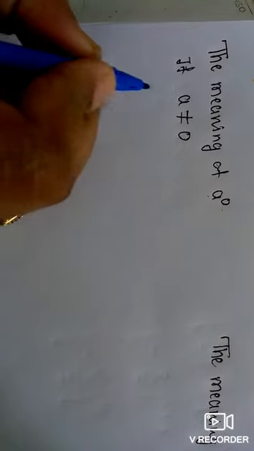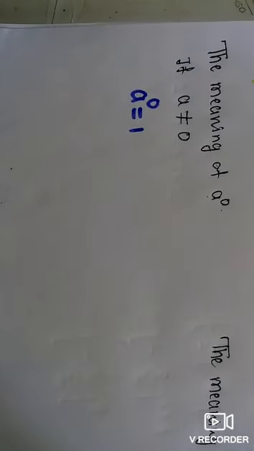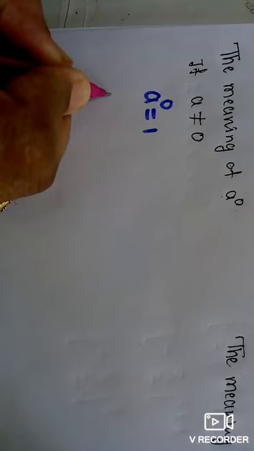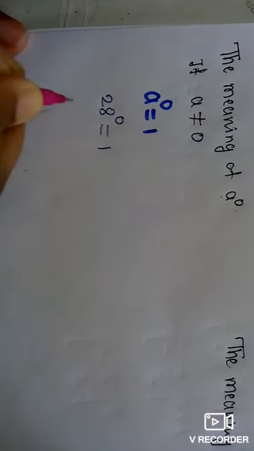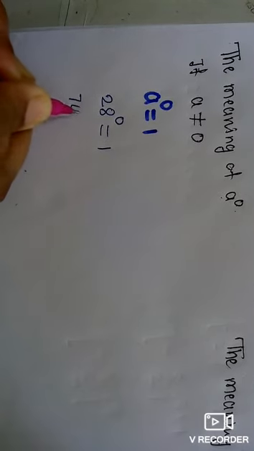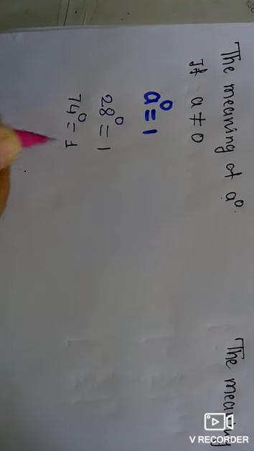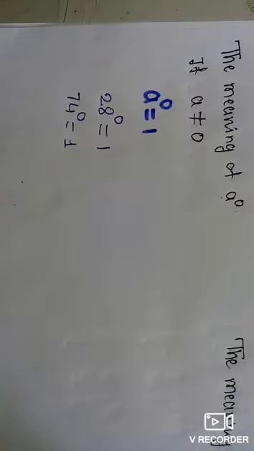So what is the rule we have seen now? Yes, it is a very simple rule. That is, a raised to 0 is always 1. That means any number we take, suppose you take 28 raised to 0, it is also 1. Suppose you take 74 raised to 0, it is also 1. Any big number you take, 2483 raised to 0, it is also 1.